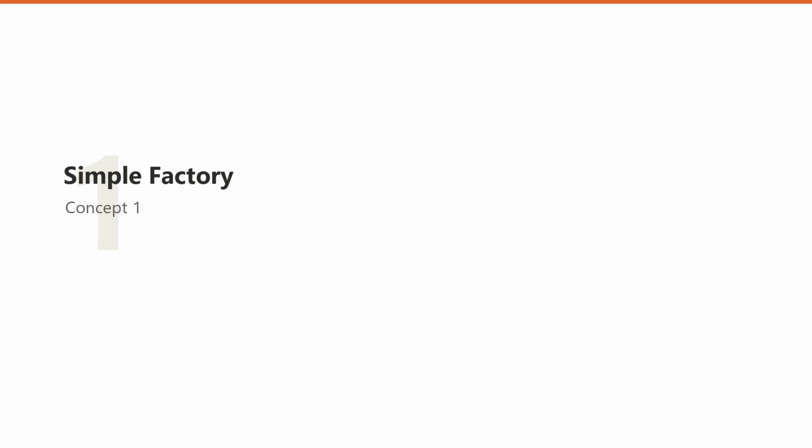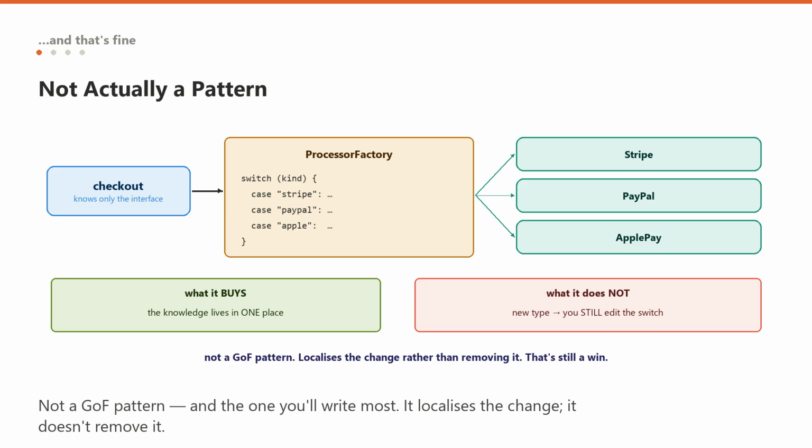Concept 1. Simple factory, which is not a real pattern and is the one you will use most. Simple factory is the one everybody writes. You take the if-else chain out of your checkout and you put it in one place, a class with a method that takes a string or an enum, switches on it, and returns the right concrete processor behind a common interface. And you should know that this is not in the Gang of 4 book. Purists will tell you it is not a design pattern at all. It is just a programming idiom, and they are technically right.